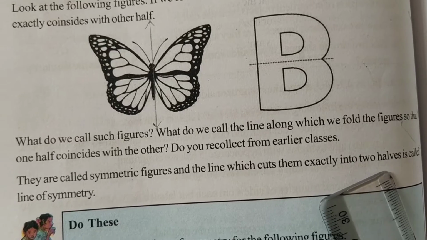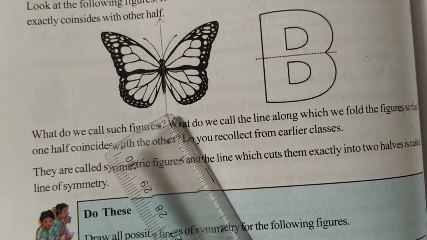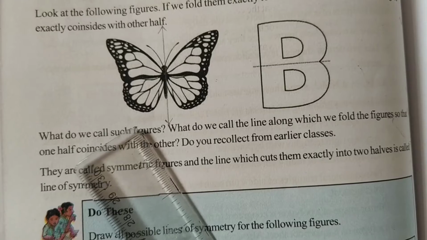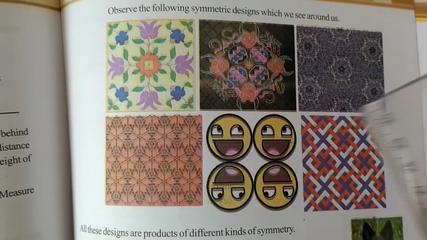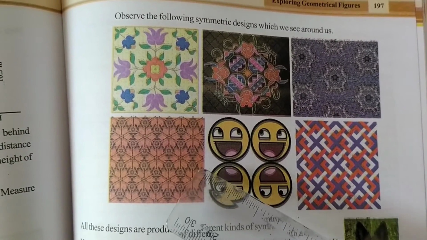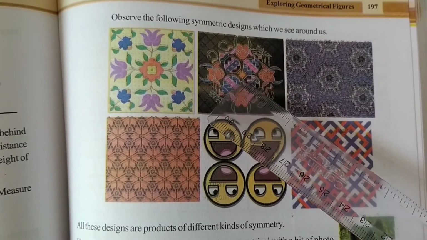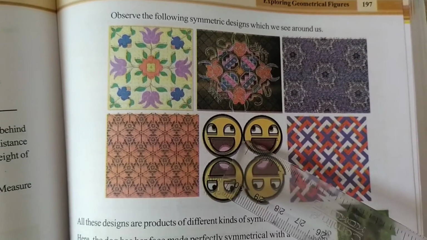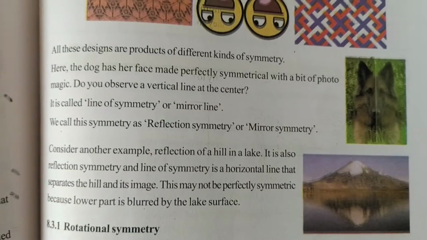They are called symmetrical figures, and the line which cuts them exactly in two halves is called the line of symmetry. The line which is dividing the figure is known as the line of symmetry, and the figures are called symmetrical figures. Next, see here are some figures which are symmetrical. If you divide them in the middle, they will show the symmetry. So for the first one like this, and for the second one also you can do the symmetry. For the third one also you can do the symmetry, fourth, fifth. Similarly the others can also be done for symmetrical figures.